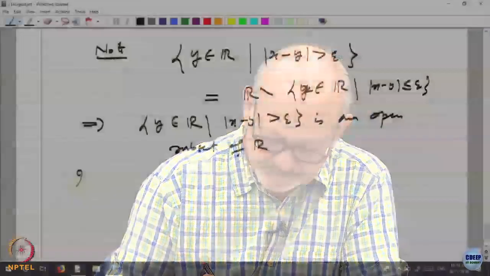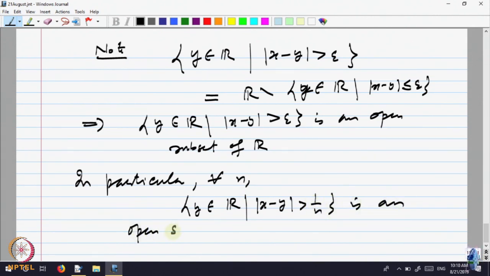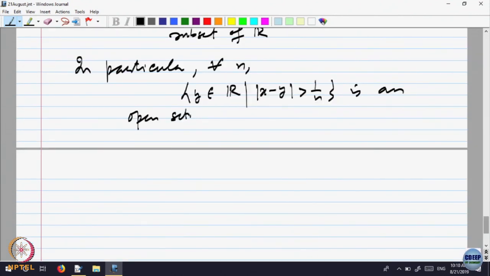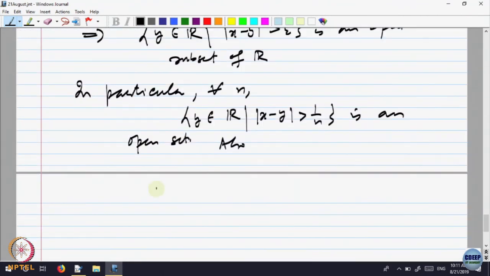1 over n. So, in particular, for every n, {y belonging to R such that |x minus y| is bigger than 1 over n} is an open set, right? x is fixed. Is it okay? This is an open set. Also, what is the relation of this open set with A? Where was the point x? x was in A complement, right? So, what is the relation of this with A complement? Here is A complement, right? Here are the sets y belonging to R such that |y minus x| is bigger than 1 over n.